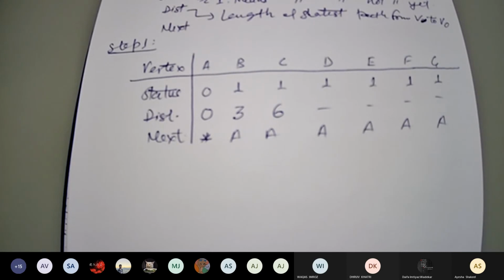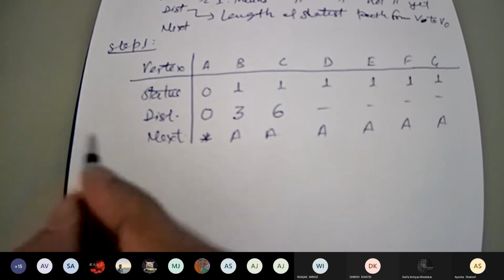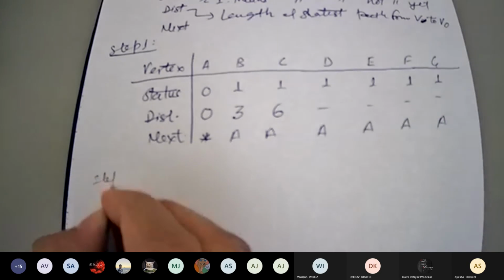Now, what was the algorithm? You have to see the minimum distance. From A you have reached B and C. Which one is the minimum? B. So from B now what will you do? Step 2. What will be step 2?